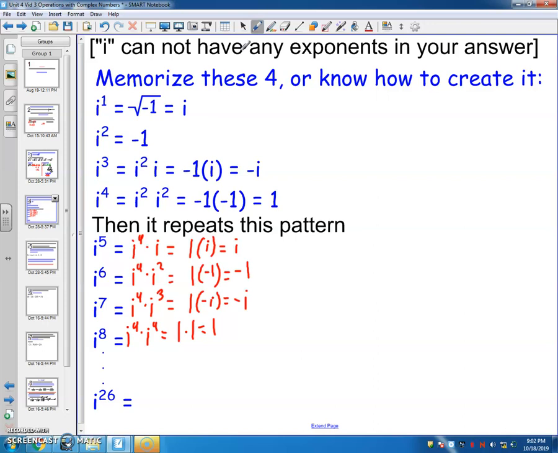So I subtract, say, 4 times 5 is 20. 26 minus 20 is 6. I want to subtract 4 again, so 6 minus 4 is 2. i squared, we know, is negative 1.